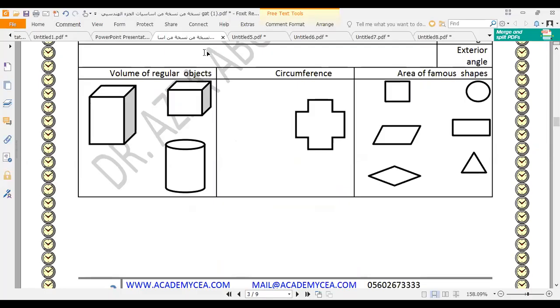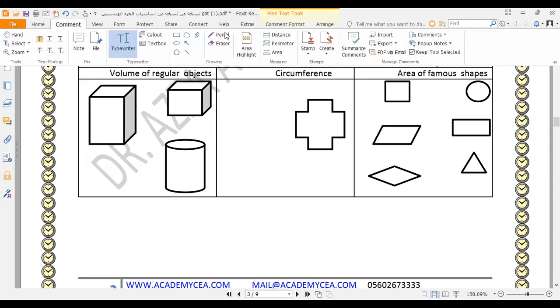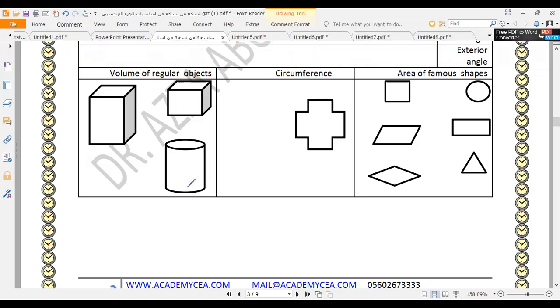Now, volume of a regular object. If you have a regular object like a prism, a cylinder, a cuboid or a cube, you can find the volume of each one of them using only this way. The volume will be equal to the area of the base times the height.